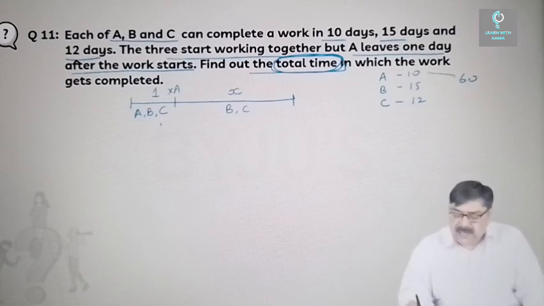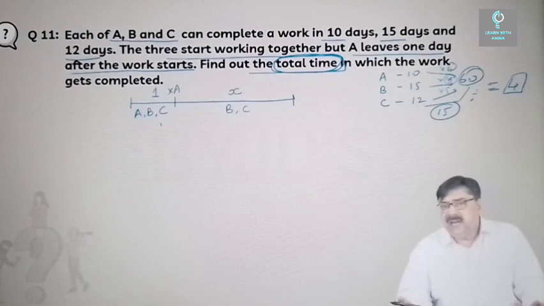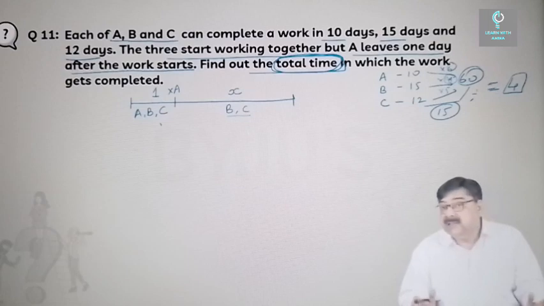So 10 into 6, 15 into 4, 12 into 5. So 6 plus 4 plus 5, that is 15. So 60 divided by 15, that is 4. So if A, B and C were working together on the entire project, they would have taken only 4 days to complete it. But A left after one day. So we would also require, in how many days can B and C complete the work, because we need their efficiency as well.